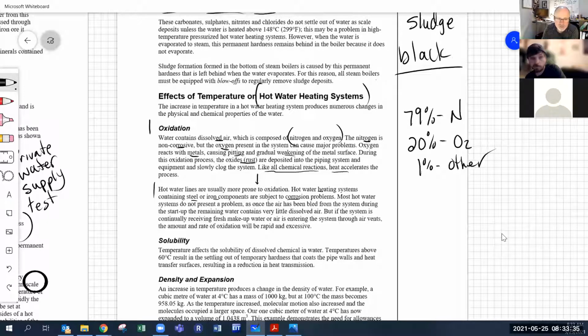Now, most hot water systems do not present a problem, because once the air has been bled from the system during startup, the water contains very little dissolved air. But if the system is continually receiving fresh makeup water, then you get a lot of air entering, and that rate of oxidation will be rapid and excessive and expensive. Because if you look at that last picture there that Brad gave us, that is expensive, right? It starts to get expensive.